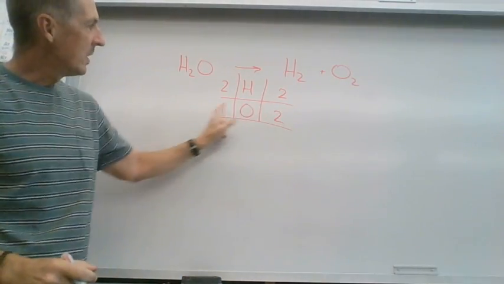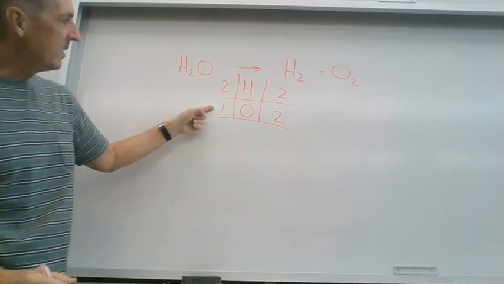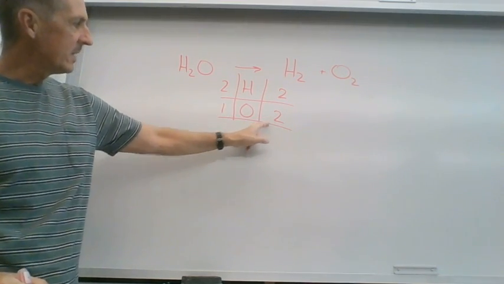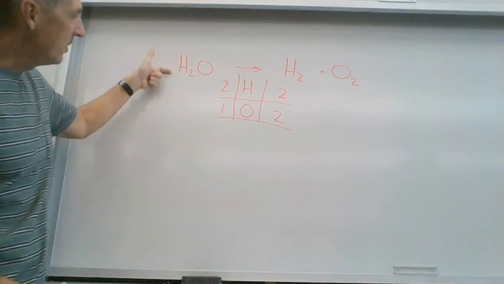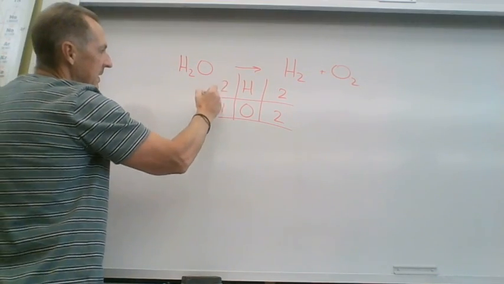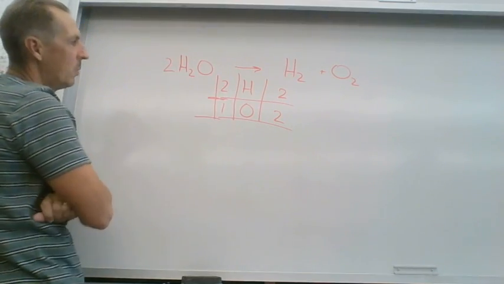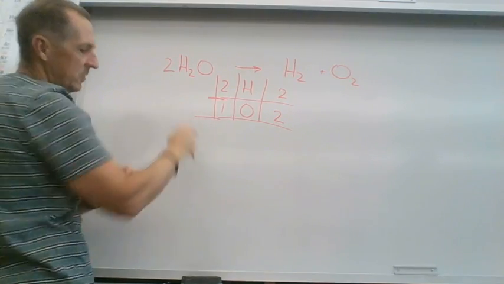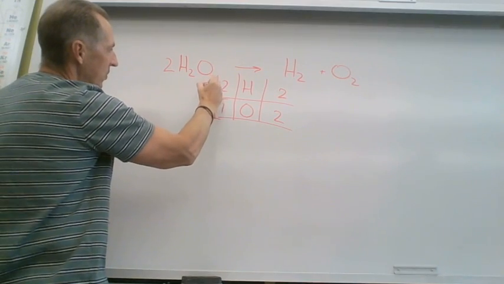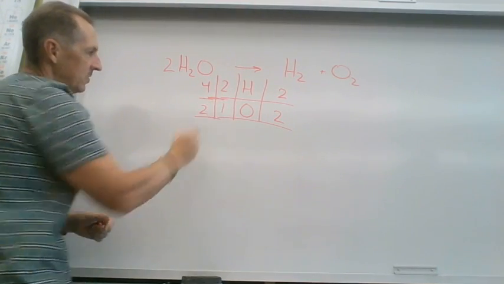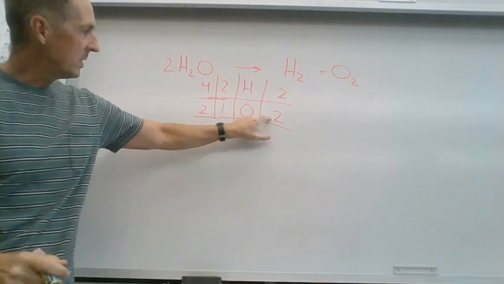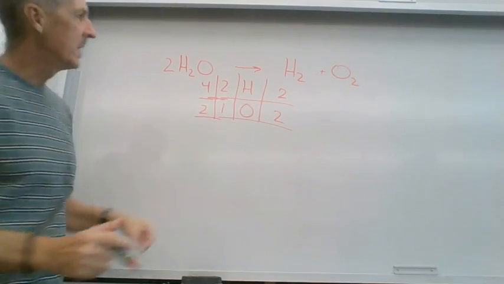So you can see we're unbalanced, and also we have an odd number on this side and an even number on this side. So I'm going to try to make the coefficient over here even. So what I'm going to do first is try putting a 2 in front of the water, so that now we have 2 water molecules, so that makes 4 hydrogen atoms and 2 oxygen atoms. So our oxygen are balanced, but now we've unbalanced our hydrogen.